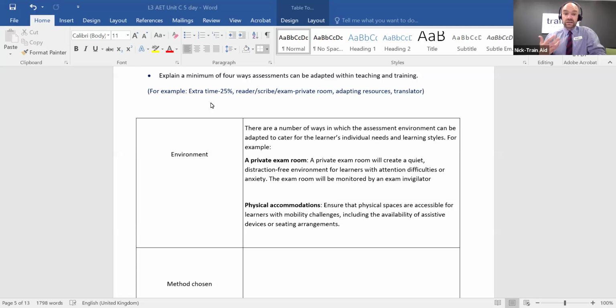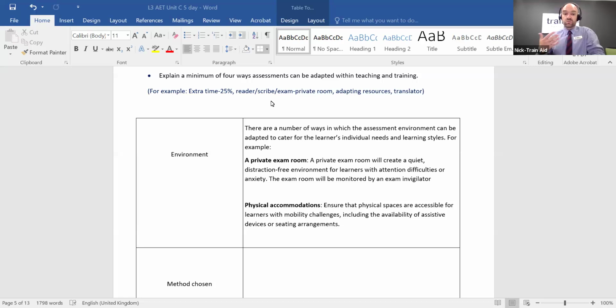Perhaps they have dyslexia, they perhaps need time to digest the information, and really awarding bodies are really supportive as well. So if you inform them that learners do need adaptations, they will grant typically 25% of extra time. Within an examination or an assessment, you may rely on another staff member to be a reader or a scribe. So that is a way of adapting the assessment as well.